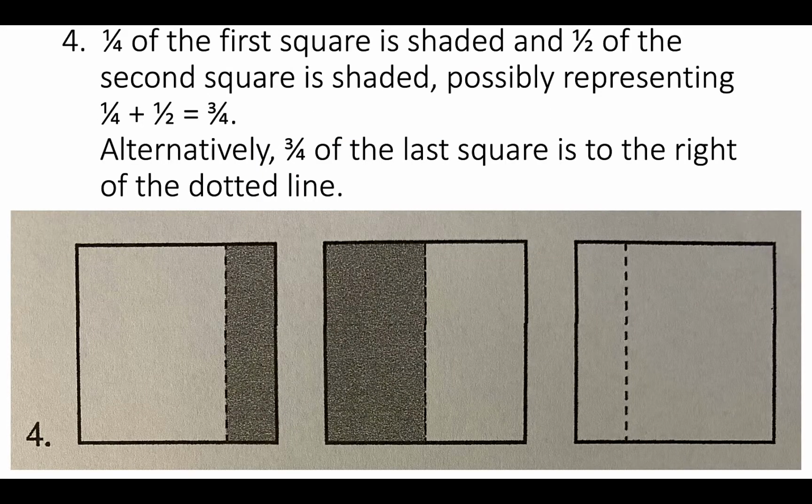This is another example with multiple possible interpretations. 1/4 of the first square is shaded, and 1/2 of the second square is shaded, possibly to represent 1/4 plus 1/2 equals 3/4. Alternatively, if we look at the last square on the right, 3/4 of the square is to the right of the dotted line, and 1/4 is to the left.